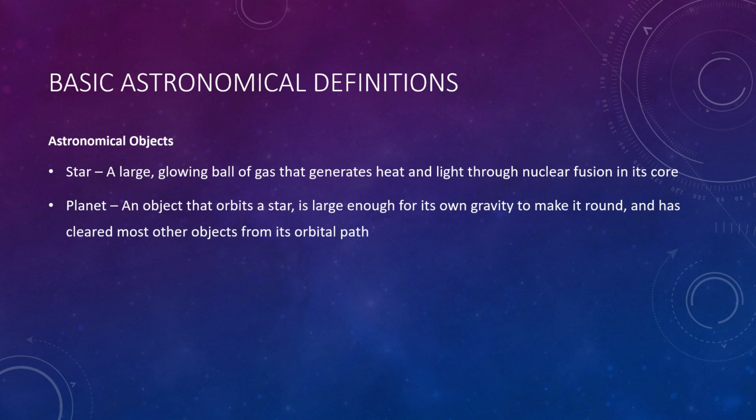So if you recall, I showed you an image of a protoplanetary disk where planets were forming. You could see that those planets are sweeping out paths in that material. So that is another requirement for a planet.